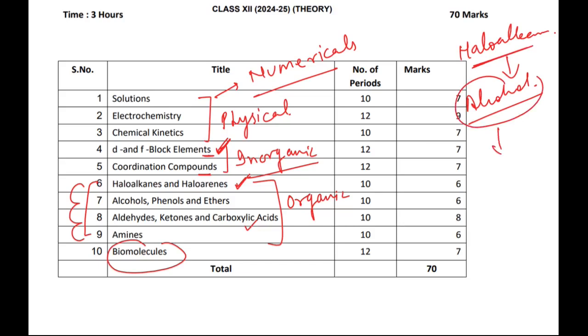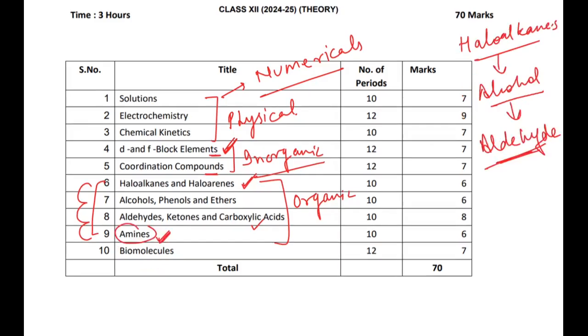Okay, similarly when you are doing the aldehyde chapter, don't just keep doing the aldehyde chapter. You must give time to alcohol and haloalkanes as well. For example, if you're studying the aldehyde chapter for 2 hours, then 1.5 hours you can study aldehyde, and the next half hour you can do revision of the haloalkane and alcohol chapters.